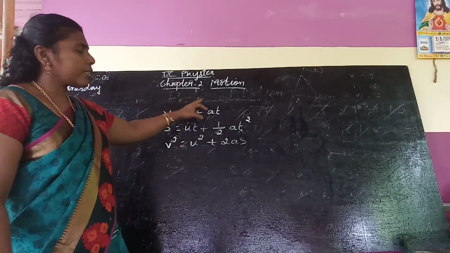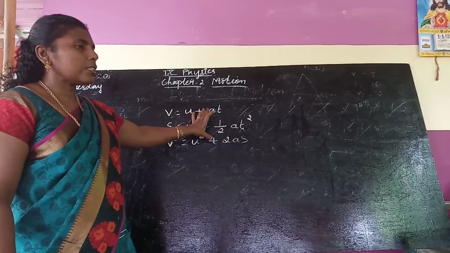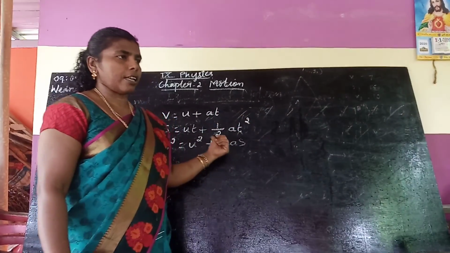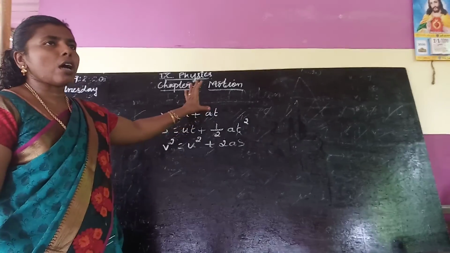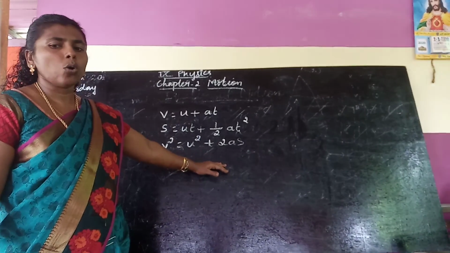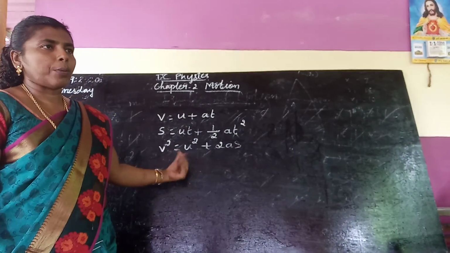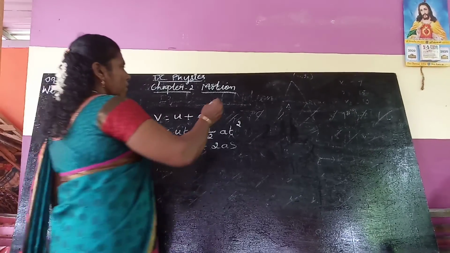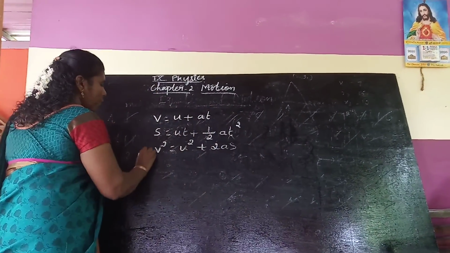Okay, all the students know this, and you have learned these three equations. When asked, you also have to answer these three equations. This is all we learned last class. Now today we are going to learn about motion of freely falling body.